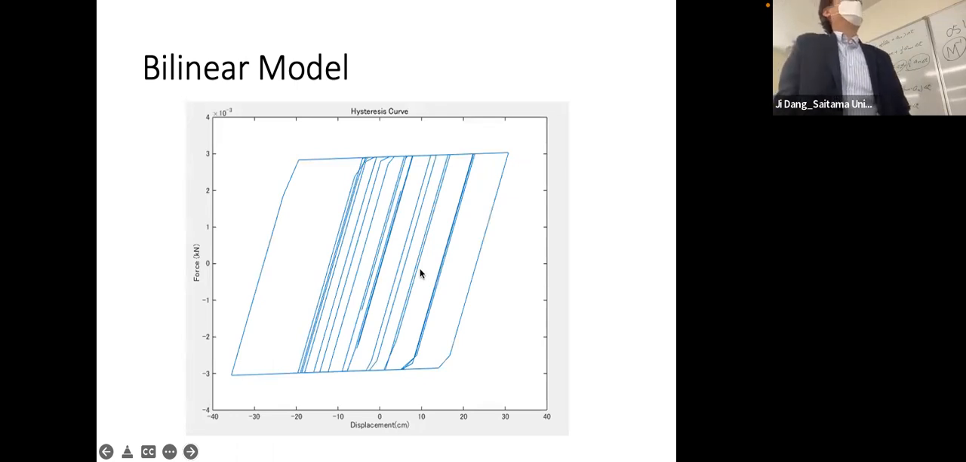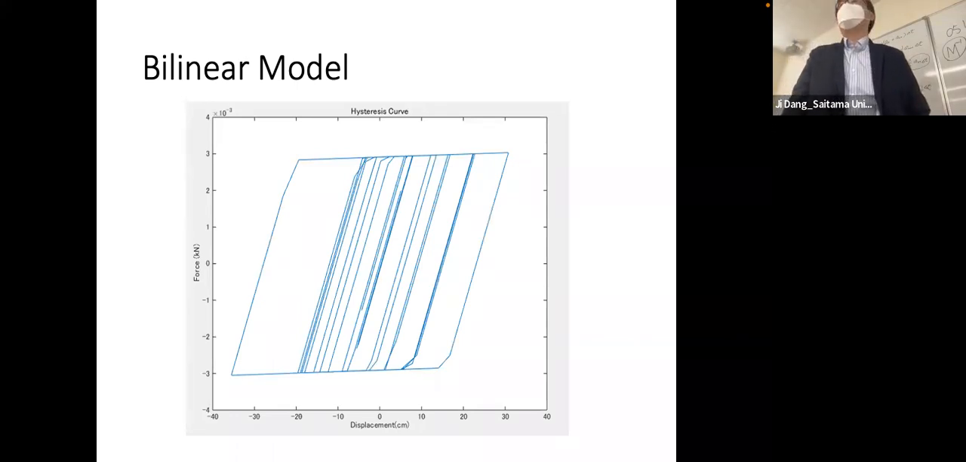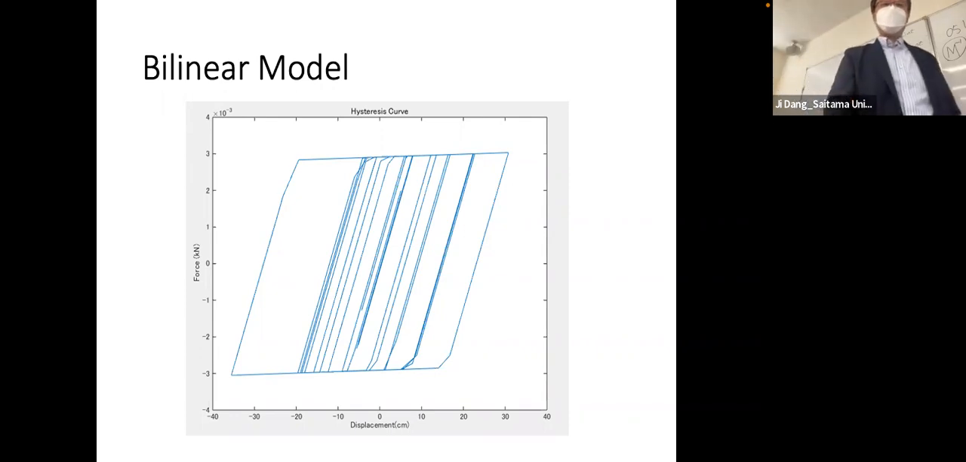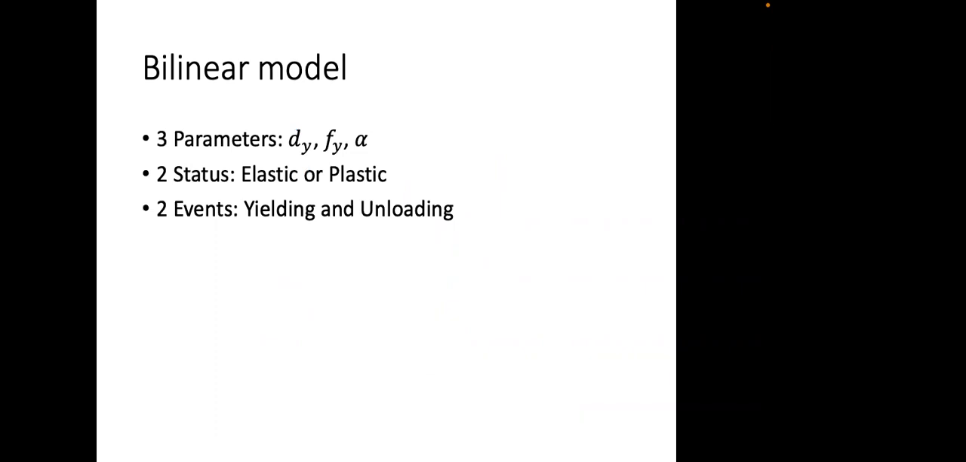Okay, so this is a hysteresis result you will calculate and get from the earthquake. So they will have many of these cycles. So this is what the bilinear model's result looks like. So the only problem is how to calculate it and how to use it to calculate structural seismic response.